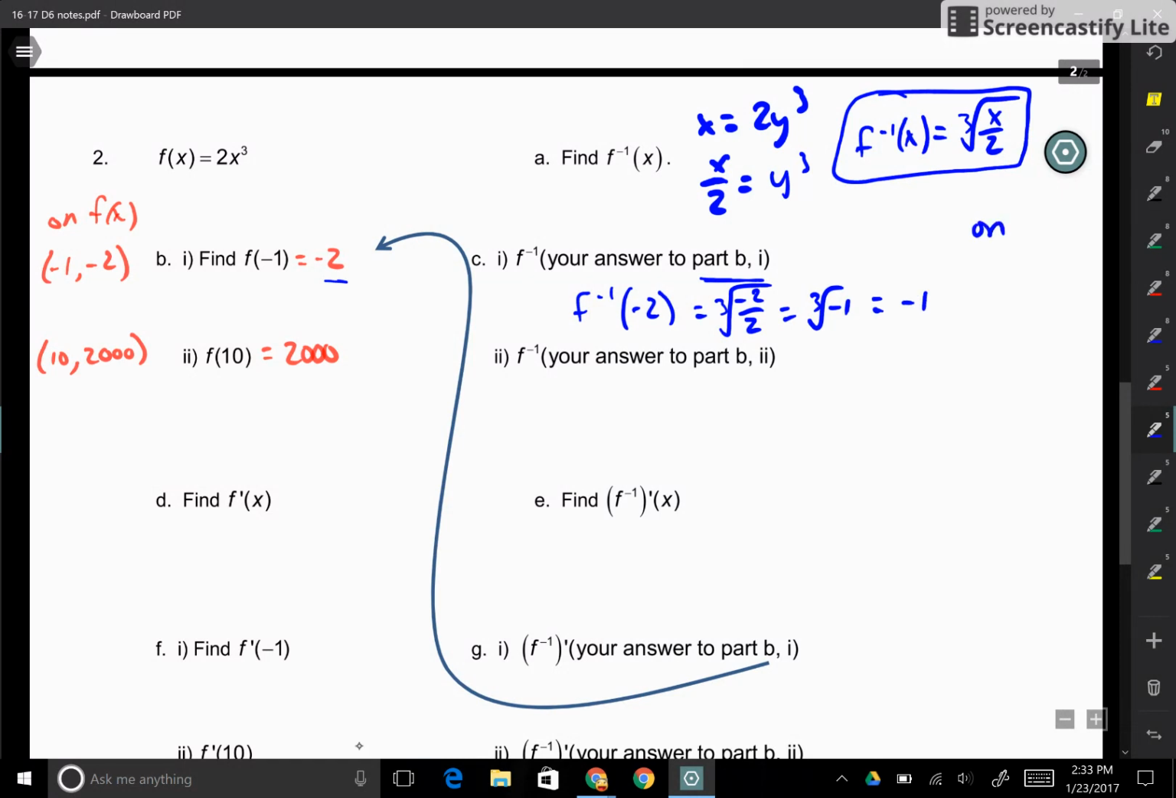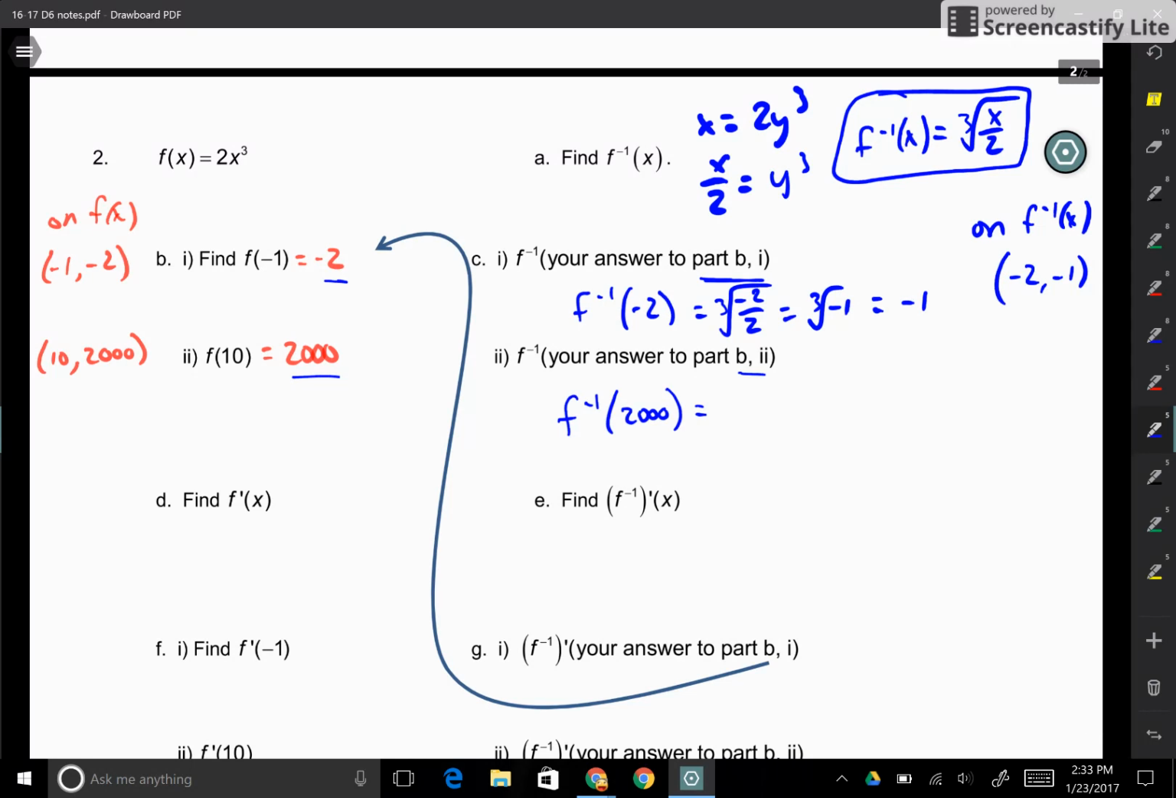So what have we found? On the inverse, I've got the point (-2, -1). Now, according to what we said before, we knew that was going to happen. Now, in II here, we're supposed to do our answer to part B, 2. Well, that would be this 2,000. So f inverse of 2,000, I'm not going to do any analysis at all, because if I did this right, that 2,000 is going to turn out to be 10 because of this number right there. So on f inverse of x, I know I've got the point (2000, 10). So again, we're going back and forth.